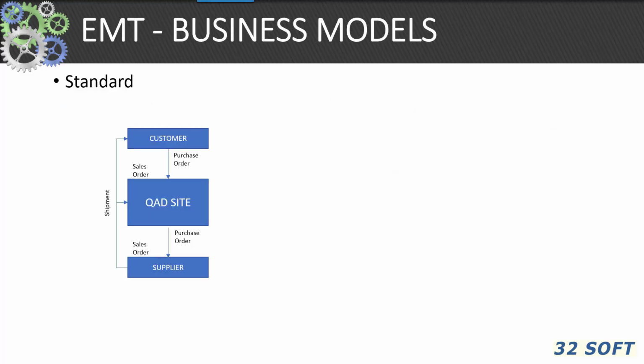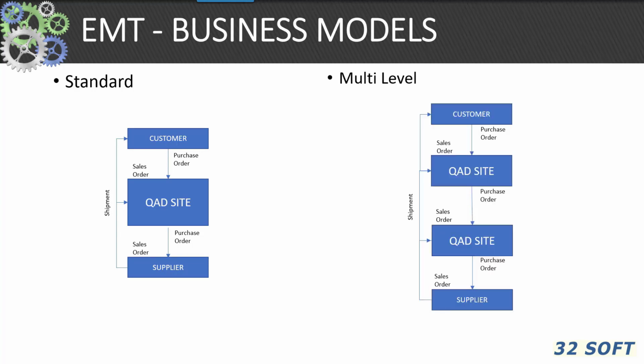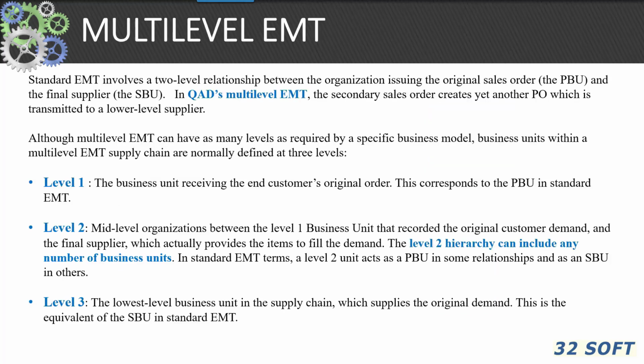We've looked at the standard 2-level EMT, but you can also have multi-level, depending on how complex your supply chain is. Standard EMT involves only 2, but in QAD, multi-level is available. It's usually defined at 3 levels. You can have more, but level 1 is the primary business unit, the standard process we've been talking about.